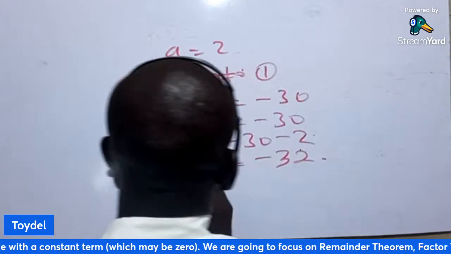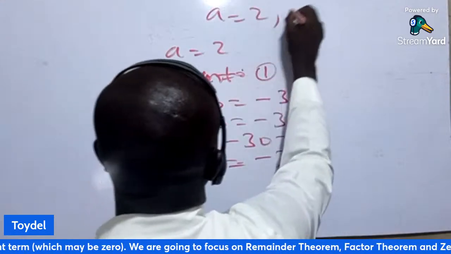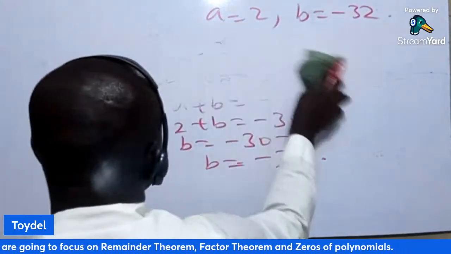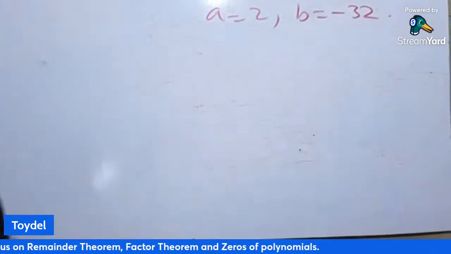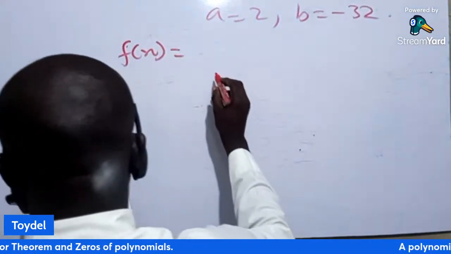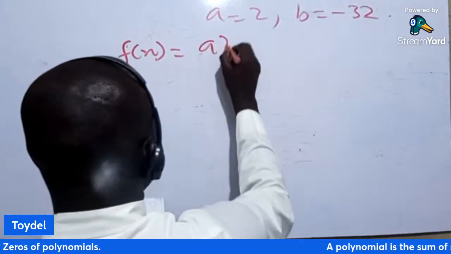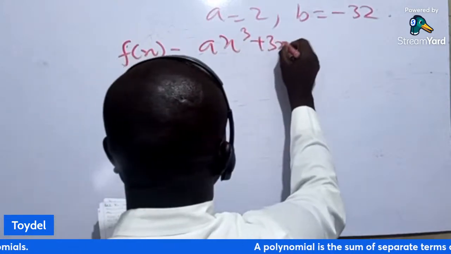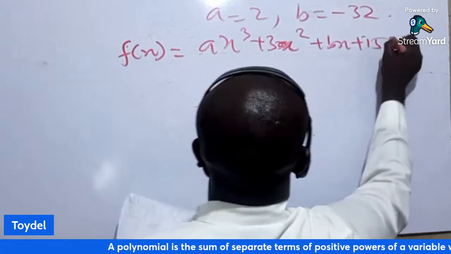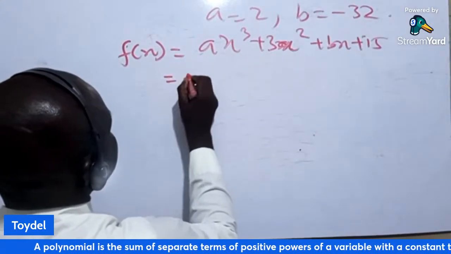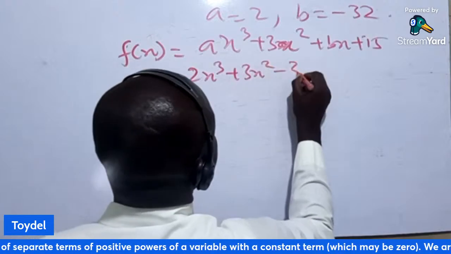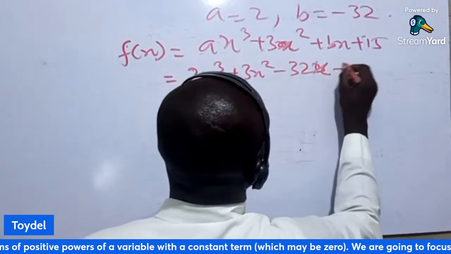So b is equal to minus 32. So a is equal to 2 and b is equal to minus 32. That is what we are supposed to have. So if that is the case, then when we substitute back in the f of x, instead of f of x being ax cubed plus 3x squared plus bx plus 15, it will now be 2x cubed plus 3x squared minus 32x plus 15.